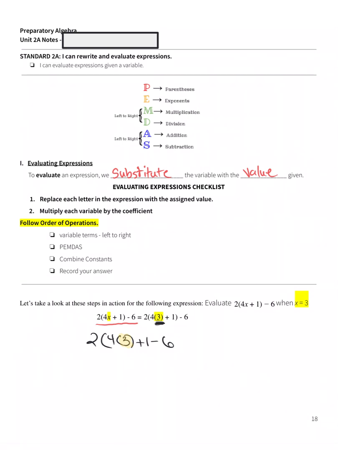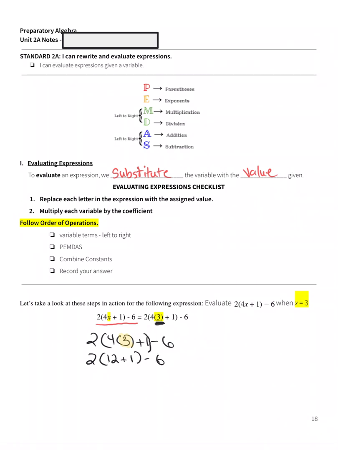Now, my next step is to multiply each variable by the coefficient. If you look right here, you see how we have 4x. And remember, 4 is our coefficient. So the first thing, once I put the variable in, is I multiply by that number. So we can see here we have 4 times 3. And 4 times 3 is 12. I need to copy the rest of the equation down. So I'd have 2 times 12 plus 1 minus 6. And I forgot to put the parentheses there.